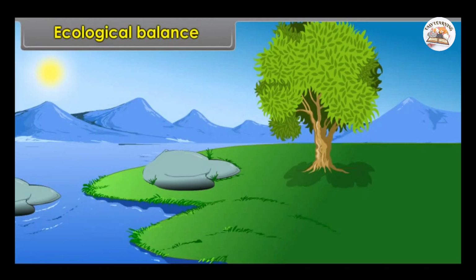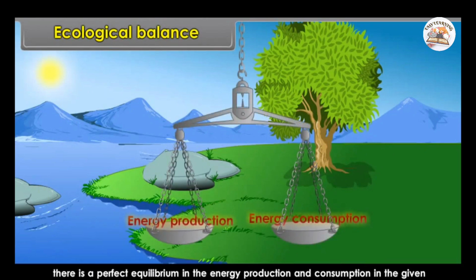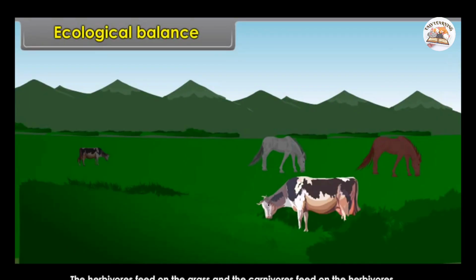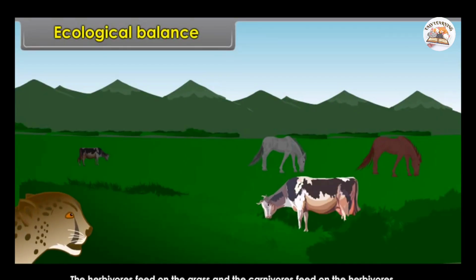Ecological balance. Ecological balance is the condition under which there is a perfect equilibrium in the energy production and consumption in the given ecosystem. Under natural conditions, there is a state of perfect balance in the ecosystem, and this balance is maintained by the fixed number of herbivores and the fixed number of carnivores. The herbivores feed on the grass and the carnivores feed on the herbivores. On particular grassland, a certain number of herbivores can sustain and in turn a certain number of carnivores can sustain on those herbivores. Thus, in the state of ecological balance, the living organisms remain almost stable.